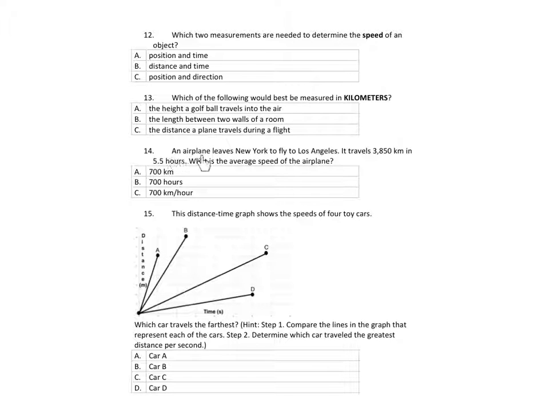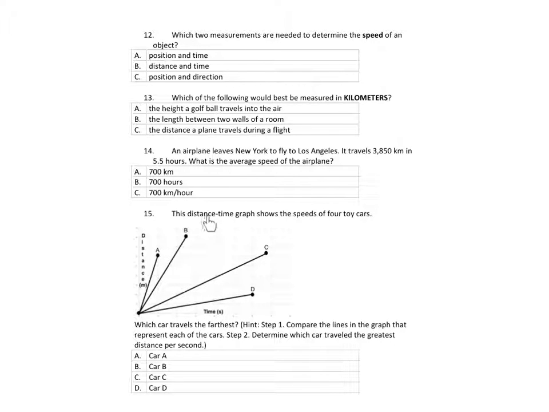Number 14. An airplane leaves New York to fly to Los Angeles. It travels 3,850 kilometers in 5.5 hours. What is the average speed of the airplane? A. 700 kilometers. B. 700 hours. C. 700 kilometers per hour.